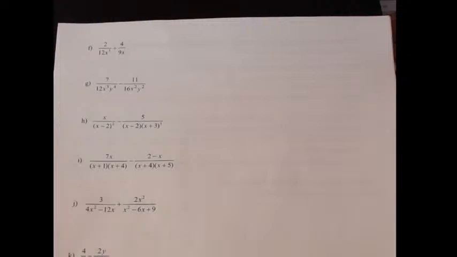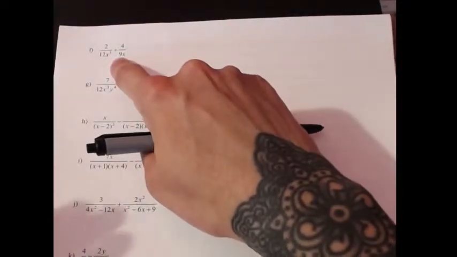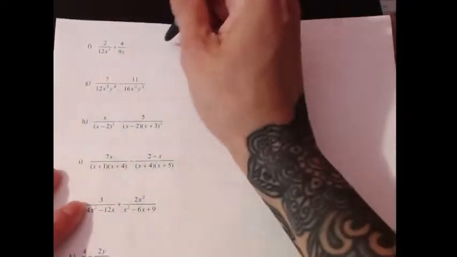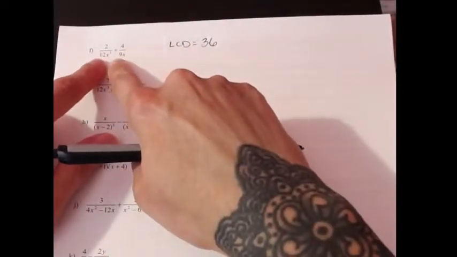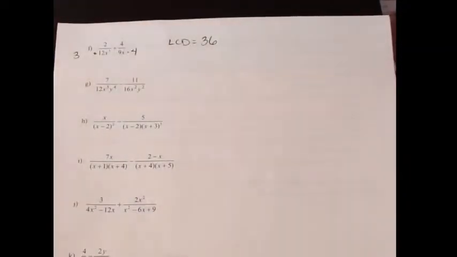So for part F, we have 2 over 12x to the third plus 4 over 9x. So I'm looking at that 12 and that 9 first, and I'm thinking to myself, well, okay, multiples of 12 are 12, 24, 36, boom, and I'm going to stop right there because I know that 9 can become a 36. So let's think about this. I'm starting to build my LCD. I know that the 12 and the 9 should become a 36, which means for my first fraction, I'll be multiplying by a 3 so far. And for my second fraction, I know so far I'll be multiplying by a 4.